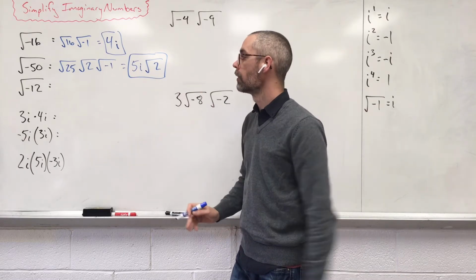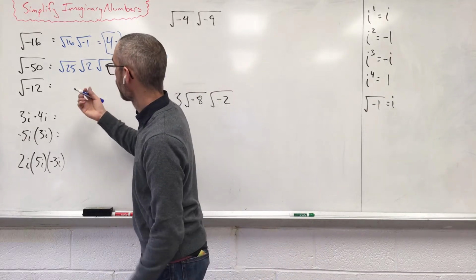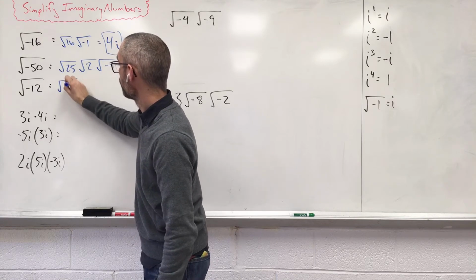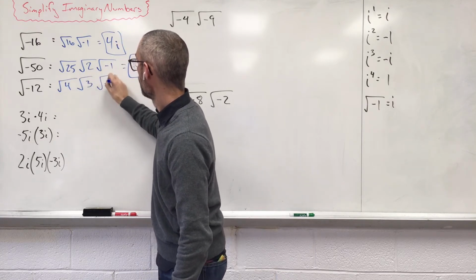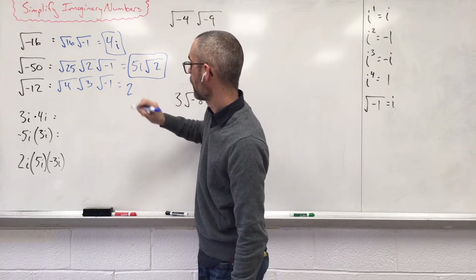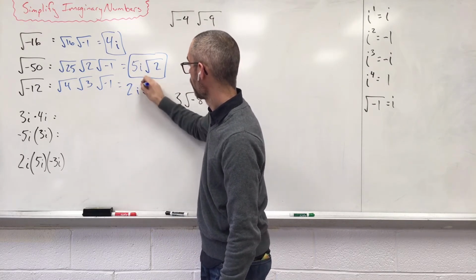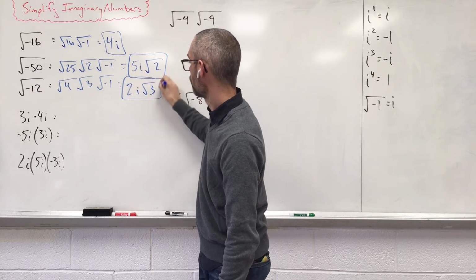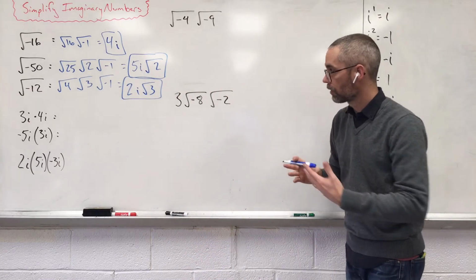So square root of -12. Let's do that. We're going to break that up into three parts. We're going to say 4, 3, -1. Square root of 4 gives us 2. Square root of -1 gives us i. Square root of 3 stays put. Can't do anything with that. So that's simplifying with that square root.